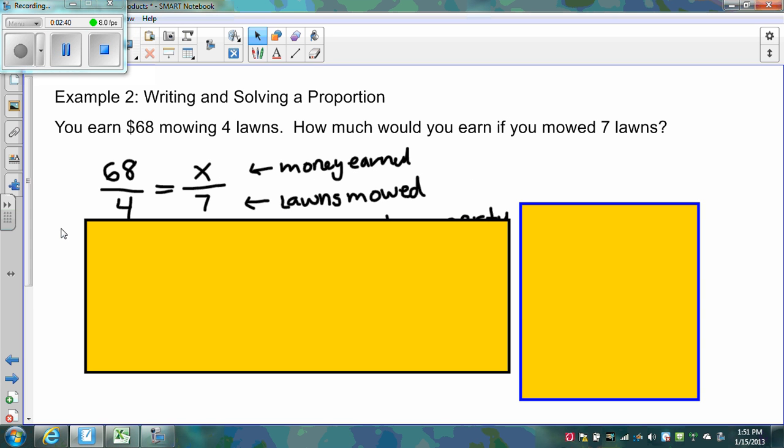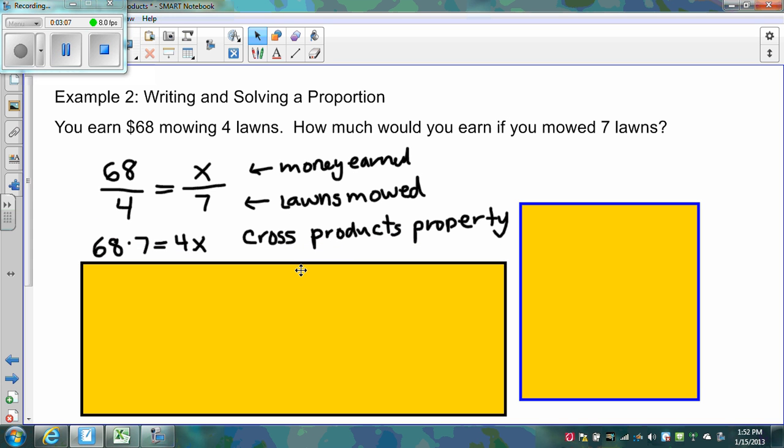So let's try writing and solving a proportion. If you earned $68 by mowing 4 lawns, how much would you earn if you mowed 7 lawns? So on the top, let's put the money earned, and on the bottom of the fractions, we'll put the lawns mowed. So we have 68 divided by 4 lawns equals, we don't know how much we want to earn, so we put an X there, divided by 7, because that's the number of lawns mowed.